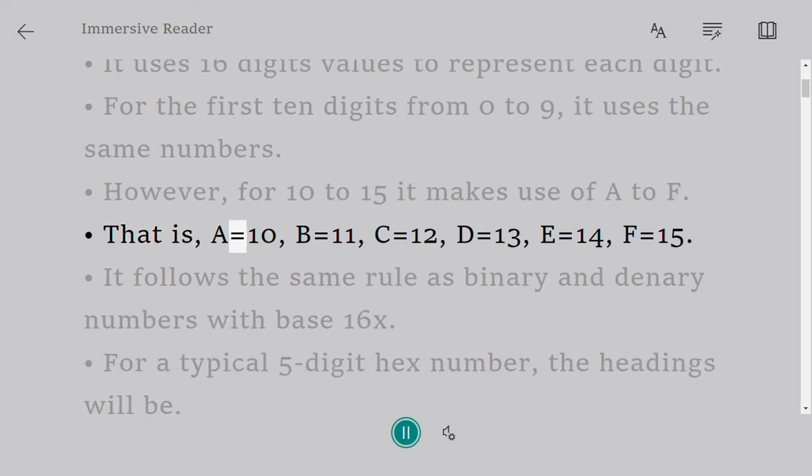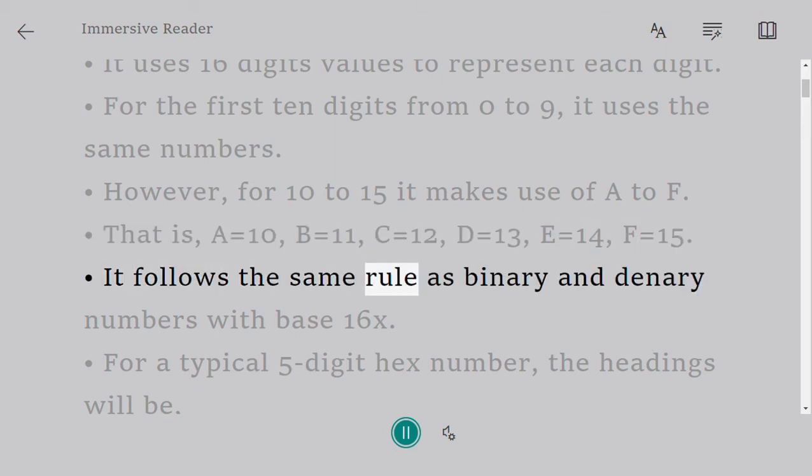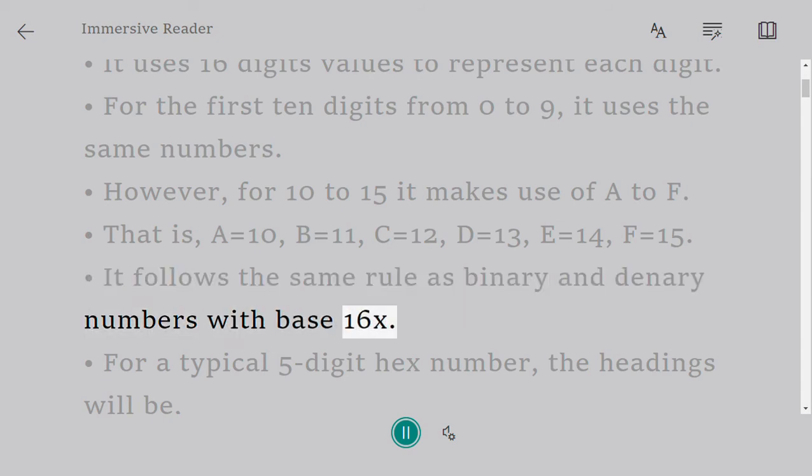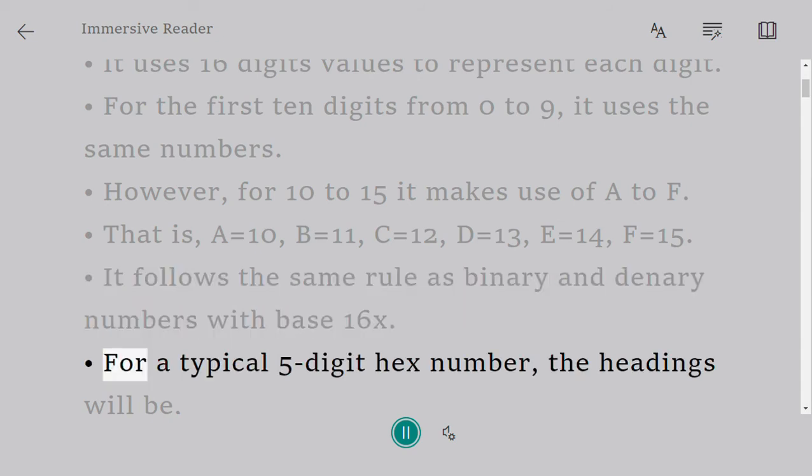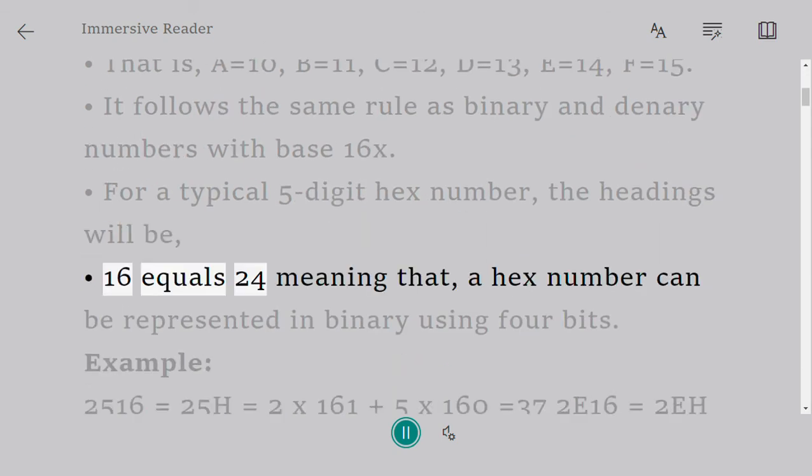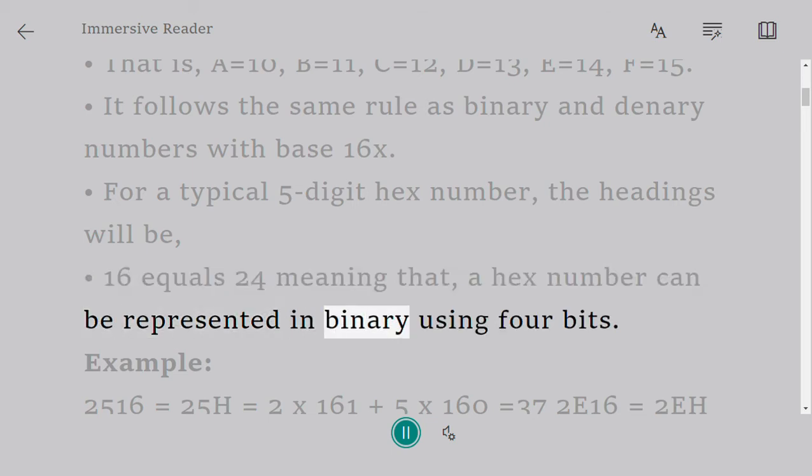That is, A equals 10, B equals 11, C equals 12, D equals 13, E equals 14, F equals 15. It follows the same rule as binary and denary numbers, with base 16. For a typical hex number, 16 equals 2^4, meaning that a hex digit can be represented in binary using 4 bits.